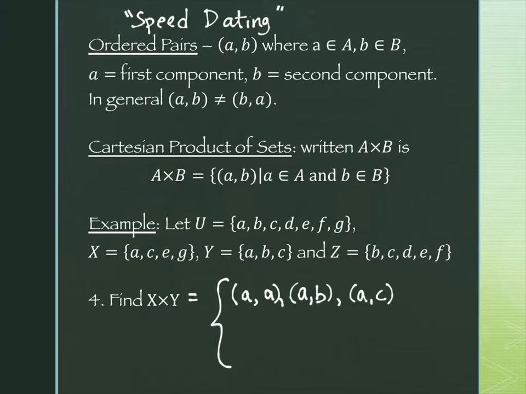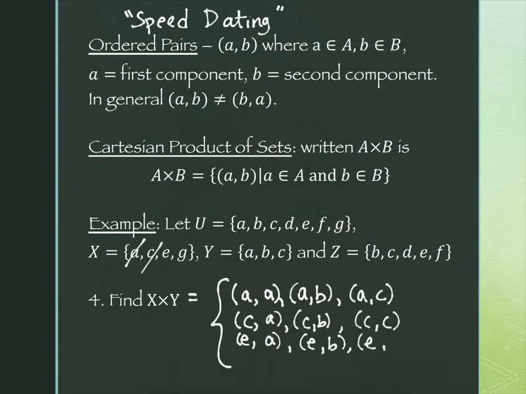And I can do the same thing with the next element that's in set X. So that's C. So what are my ordered pairs I can make with C? CA, CB, and CC. And in some sense, I'm sort of ticking these off, right? I've done A, I've done C. Now I'm ready to do E. Well, I can make pairings with E and A, E and B, or E and C. That's all my pairings.